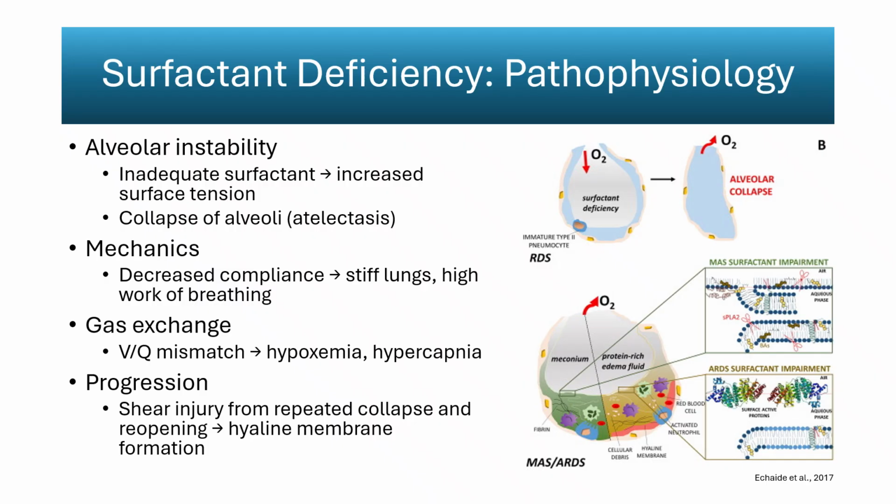The repetitive cycle of alveolar collapse and reopening generates shear stress, which injures the epithelial lining. Damaged cells and plasma proteins accumulate, forming the eosinophilic hyaline membranes that line air spaces in classic respiratory distress syndrome. Clinically, this cascade explains why affected infants present with grunting, retractions, and cyanosis within minutes to hours after birth, and why they deteriorate without surfactant replacement.